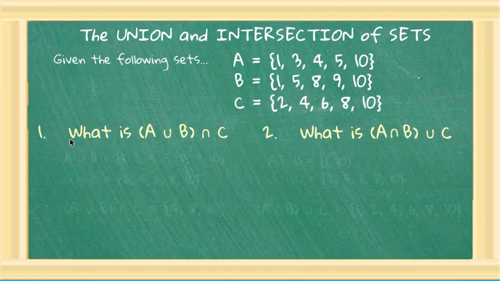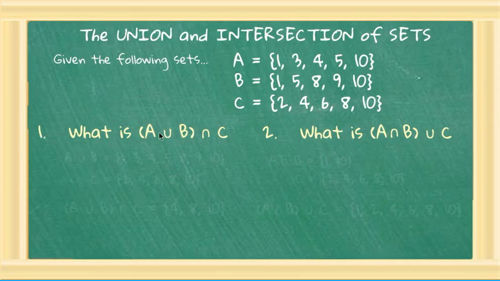And we're asked to say, what is A union B intersected with C? All right, and number two is what is A intersect B unioned with C? And just like with general rules of operation, the parentheses around the A union B here mean we do that first, and then we apply the intersection with C. Okay, and similar over here. So let's look at number one first.